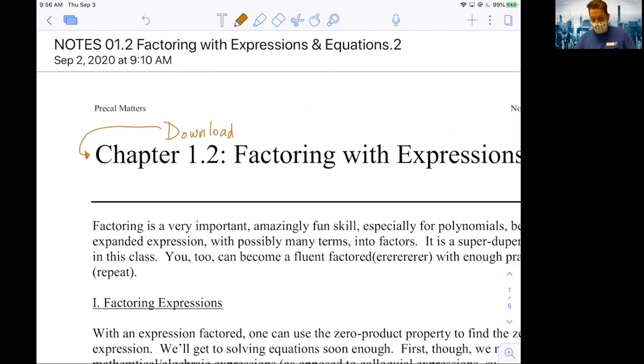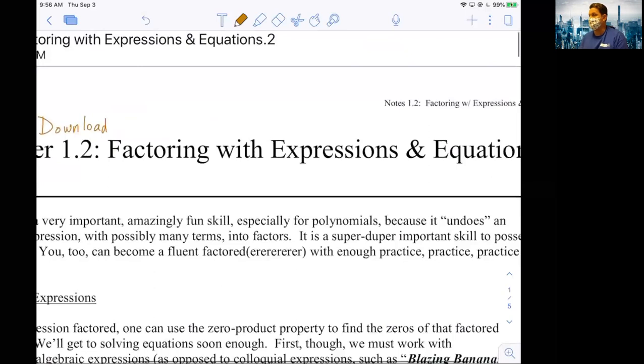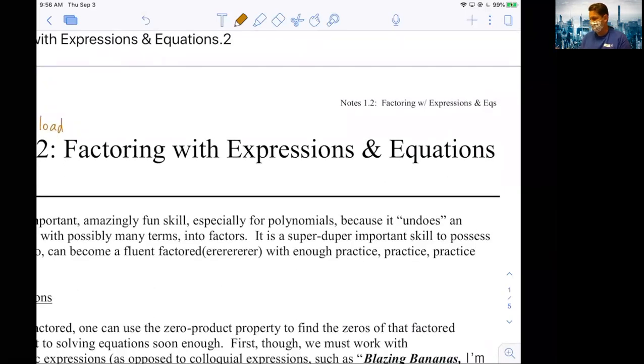Here we go. All right, so section 1.2, factoring with expressions. We're gonna do that first, and then we're gonna transition to looking at equations. Really the only difference is, of course, the equations have an equal side and two sides. But once we learn to factor, then we can start solving equations. And it comes down to this.